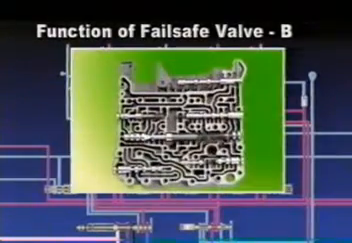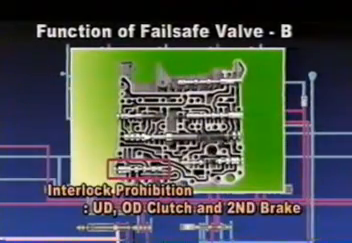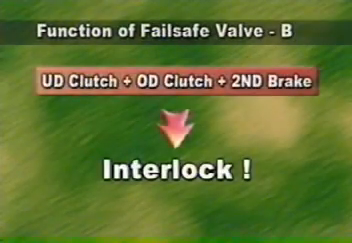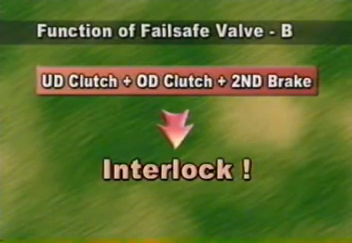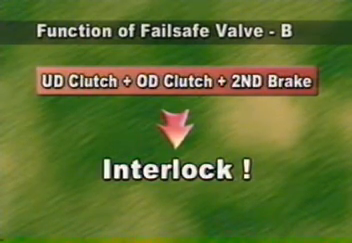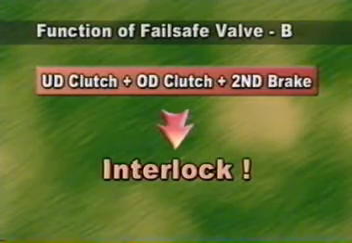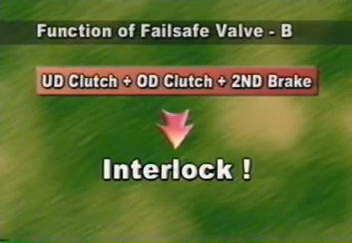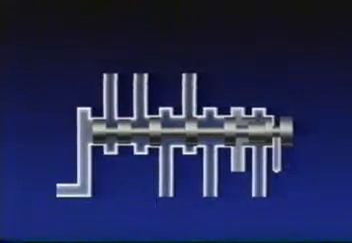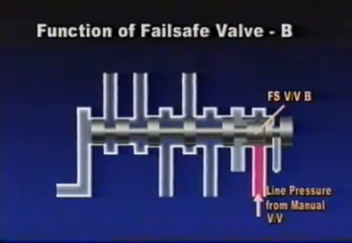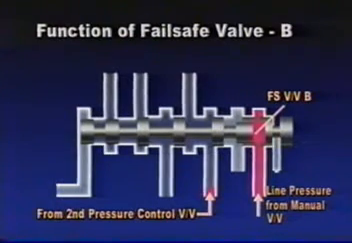Fail-safe valve B prevents simultaneous operation of two clutches and one brake, namely underdrive clutch, overdrive clutch, and second brake. If the oil pressure is supplied simultaneously to second brake, underdrive clutch, and overdrive clutch due to the internal damage or breakdown of oil pressure circuit, oil pressure of second brake is automatically released by the hydraulic circuit of fail-safe valve B, connected to each chamber.